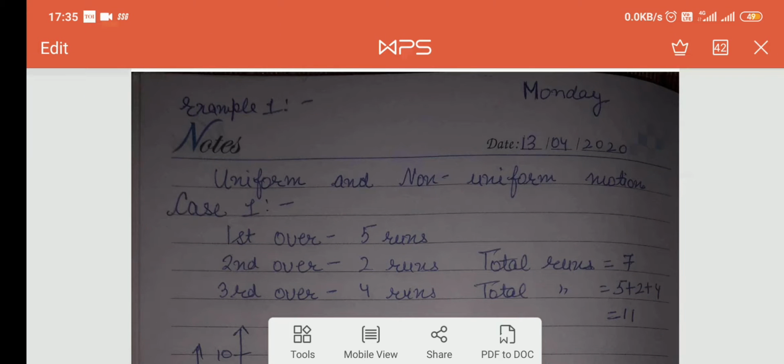So class, in the last two videos we have discussed the definition of distance and displacement and their examples. In the second video I discussed the difference between distance and displacement. In this video I'll discuss uniform and non-uniform motion. Consider an arbitrary example that Virat Kohli makes 5 runs in the first over.